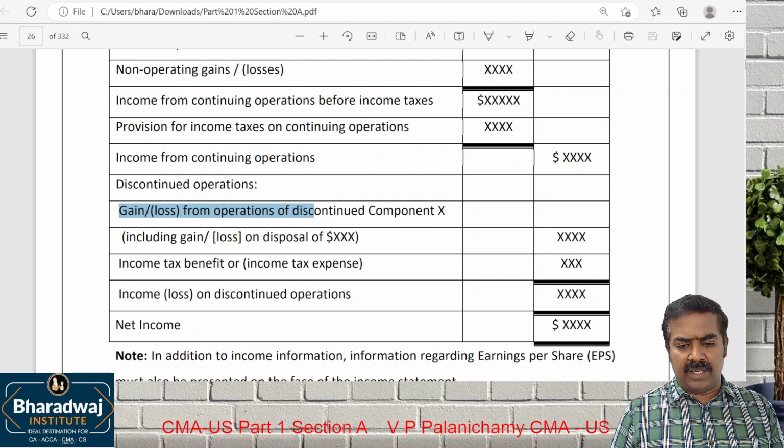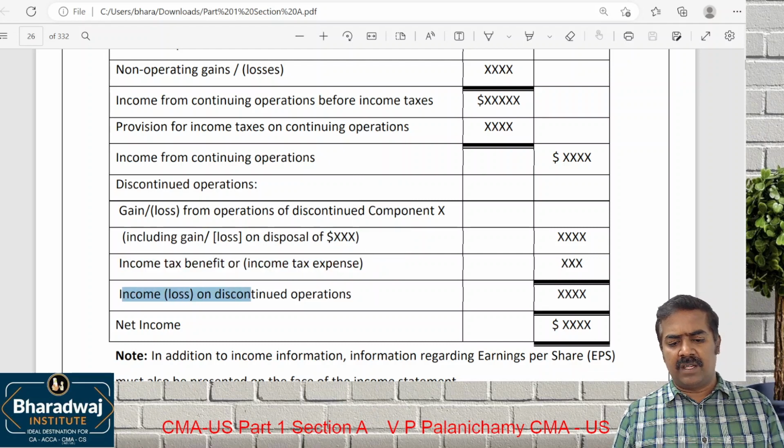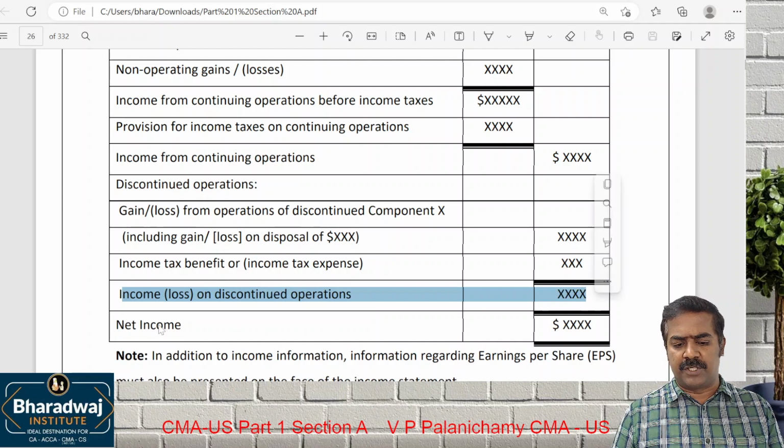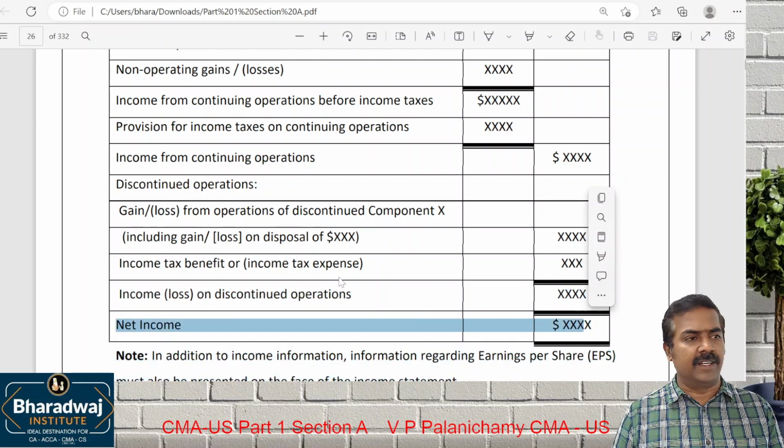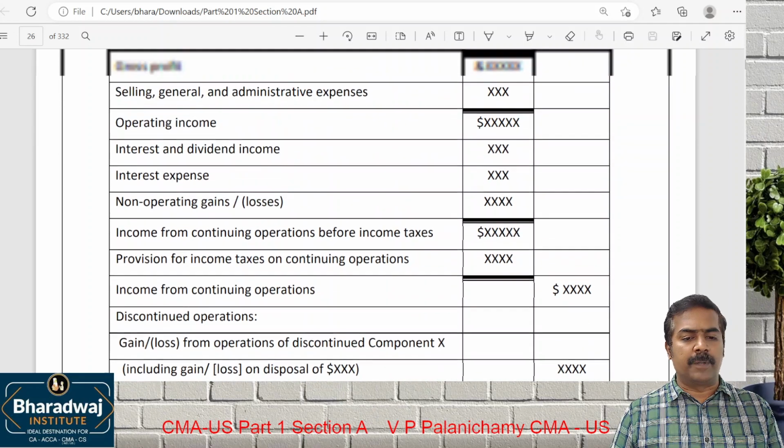Gain from the discontinued operation. If there is any gain or loss on disposal, you have to give that also. Income tax benefit or income tax expense also you should give. Then income or loss from discontinued operation will come. Then finally you will arrive at net income.